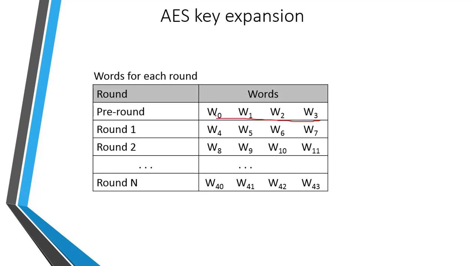One word equals 32 bits, so 4 words equal a 128-bit key. Round 1 requires W4 to W7, round 2 requires W8 to W11, and so on. So we have to generate words till W43. So a total of 44 words are required for the AES key processing.